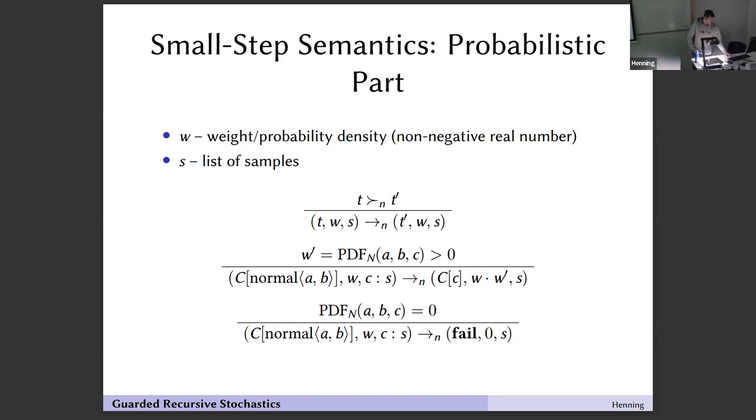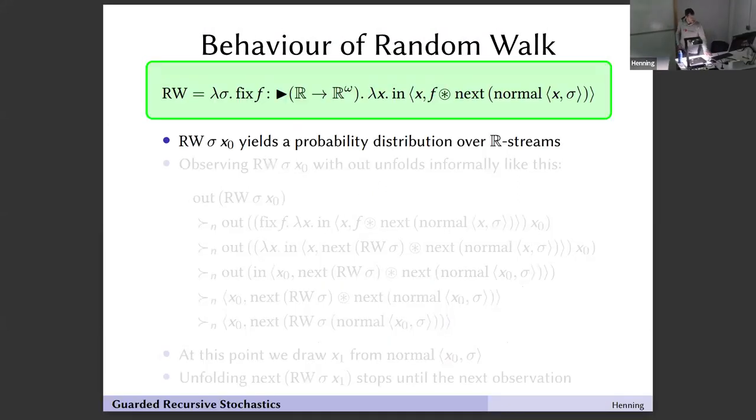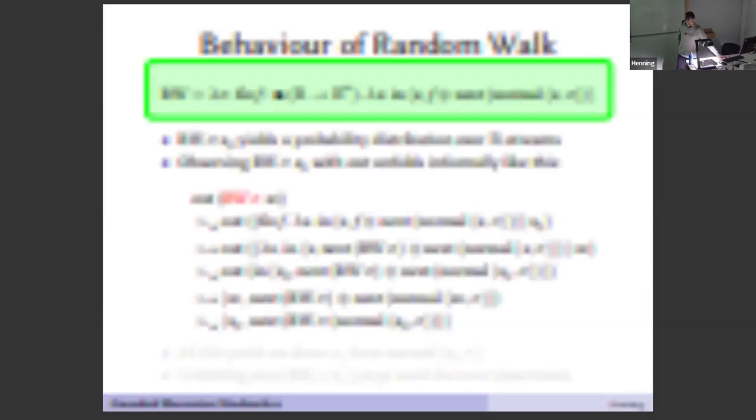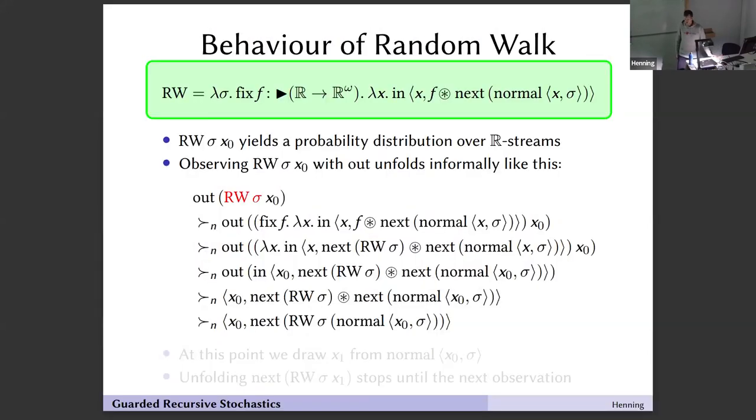So let's see how this works in an example. So here's the random walk again, with what I've shown you already. And I said, well, the random walk here applied to sigma and x0 yields essentially a probability distribution over these streams. And then we want to see how this works. So let's go through this step by step. There are two parts. First of all, there is the deterministic part. So what we have here is the random walk, and we unfold the fixed point with it.